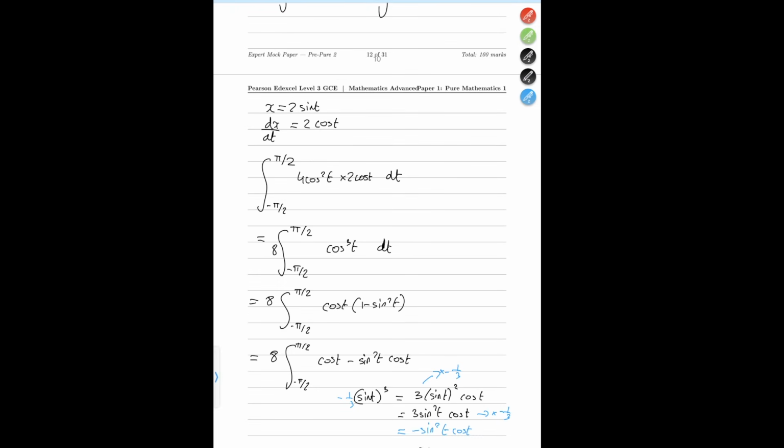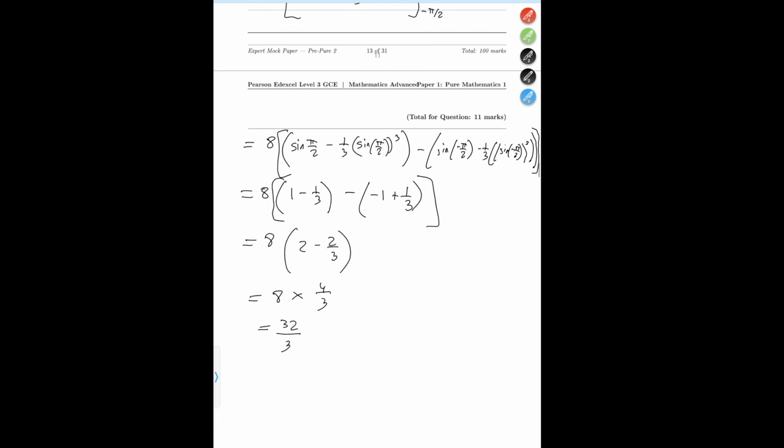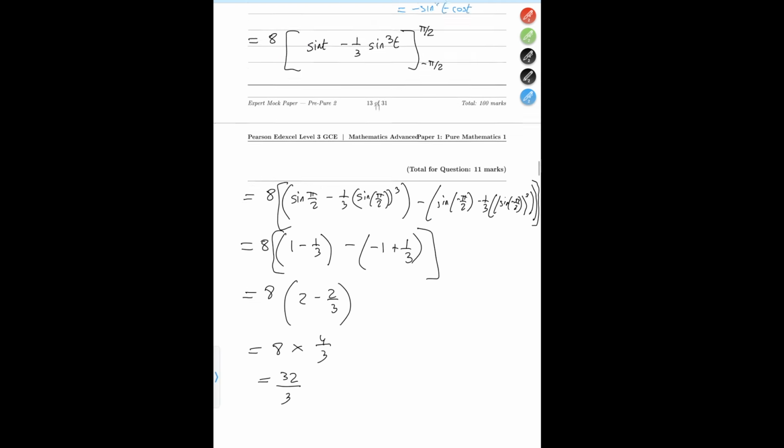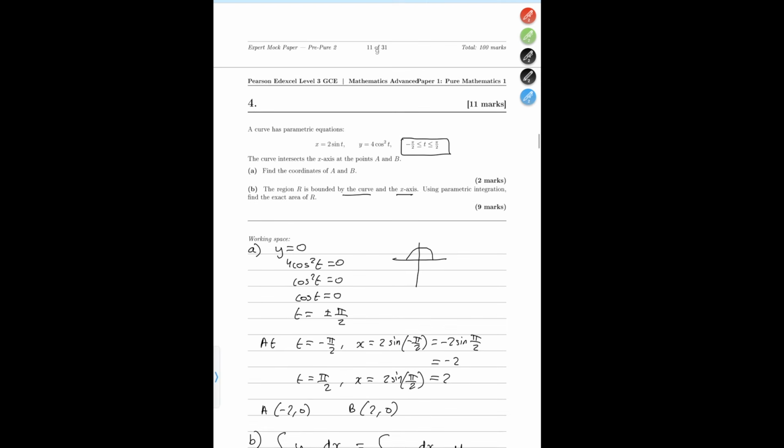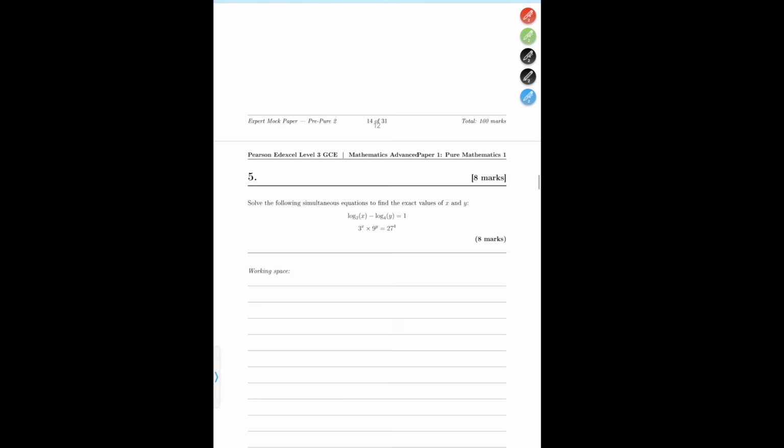So we sub in minus pi over 2, and then 8 cos cubed t. So 8 cos cubed x, and it gives me 32 over 3. Okay, so that's how you would do your parametric integration for question 4. I hope that's made sense. And we can now move on to question 5.